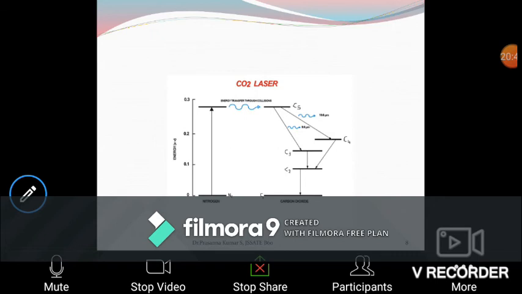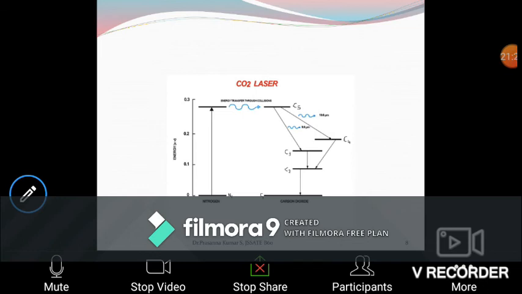Now when it is cooled, the atoms at C3 and C4 make a downward transition to C1 by colliding with the walls of the tube. When they collide with the walls of the tube, they lose their energy. So now the carbon dioxide molecule is brought down to C1. So this is one cycle of radiation where a photon is released. You know that when there is a population inversion at the metastable state, there will be more number of atoms sitting there.